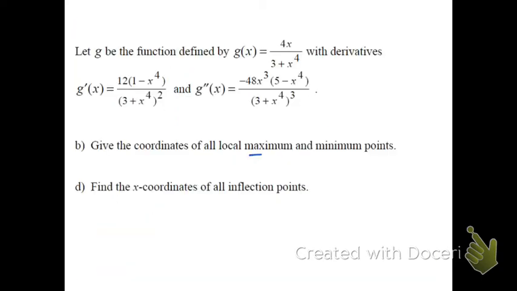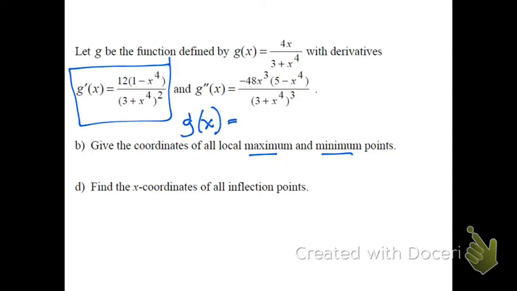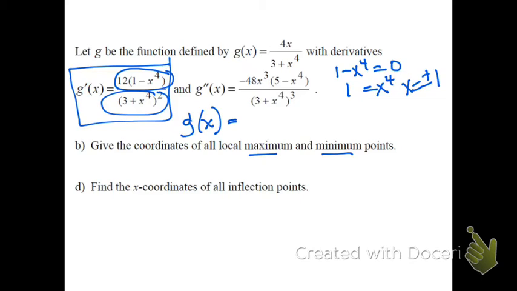Maximums and minimums, that's a first derivative issue. So I'm going to do a first derivative sign chart using the first derivative, and make sure you label it. Find when the numerator equals 0 and find when the denominator equals 0. The numerator will equal 0 when 1 minus x to the 4th equals 0. So 1 equals x to the 4th, and that's kind of like an x squared. It's basically at 1 and negative 1. Okay, now find when the denominator will equal 0.